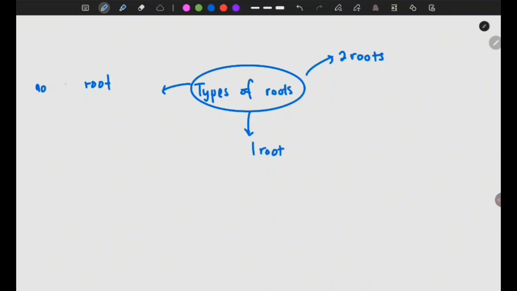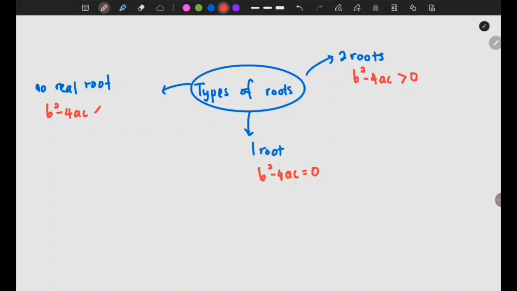And for two real roots, the quadratic equation will look like this: b squared minus 4ac more than 0. For one root, it's just one, right? So it's equal to 0. And for no real root, it's less than 0. And the graph, because you need to know how the graph looks like.